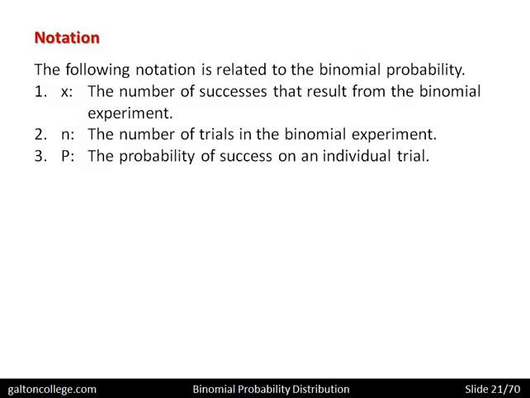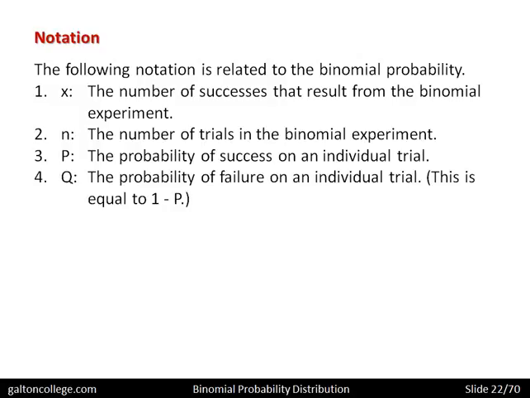P is the probability of success on an individual trial. So we know that the probability of success in getting a head when we toss a coin is 0.5. Well, that remains the same throughout. It doesn't change to 0.2 later. It remains 0.5 right throughout the experiment. Q is the probability of failure on an individual trial. Now, Q is just equal to 1 minus P. The probability of failure is just equal to 1 minus the probability of success, because the probability of success plus the probability of failure must add up to 1.